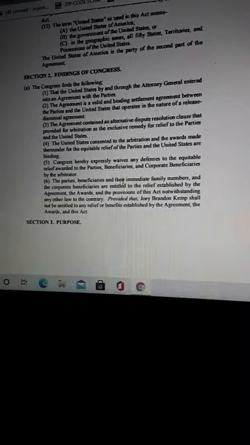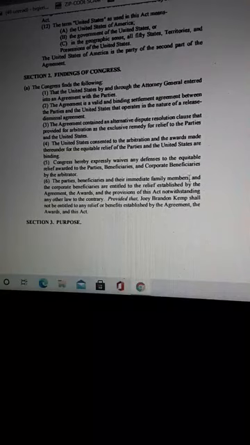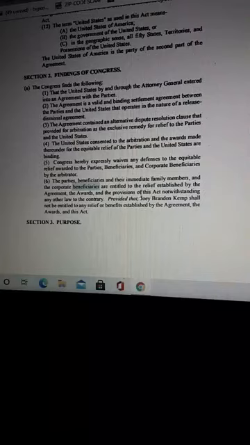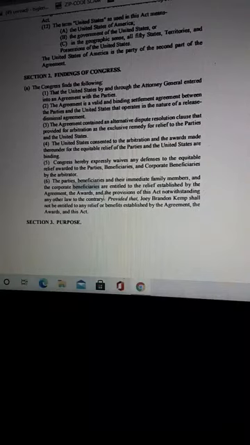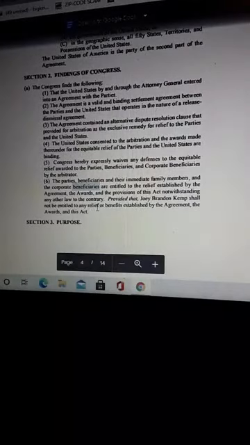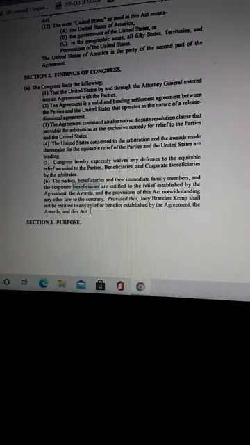The parties, beneficiaries, and their immediate family members, and the corporate beneficiaries, not their immediate family members, or the living people, just those corporate entities, are entitled to the relief established by the agreement, the awards, and the provisions of this act, notwithstanding any other law to the contrary, provided that Joey Brandon Kemp shall not be entitled to any relief or benefits established by the agreement, the awards, and this act. Don't know why that's there.